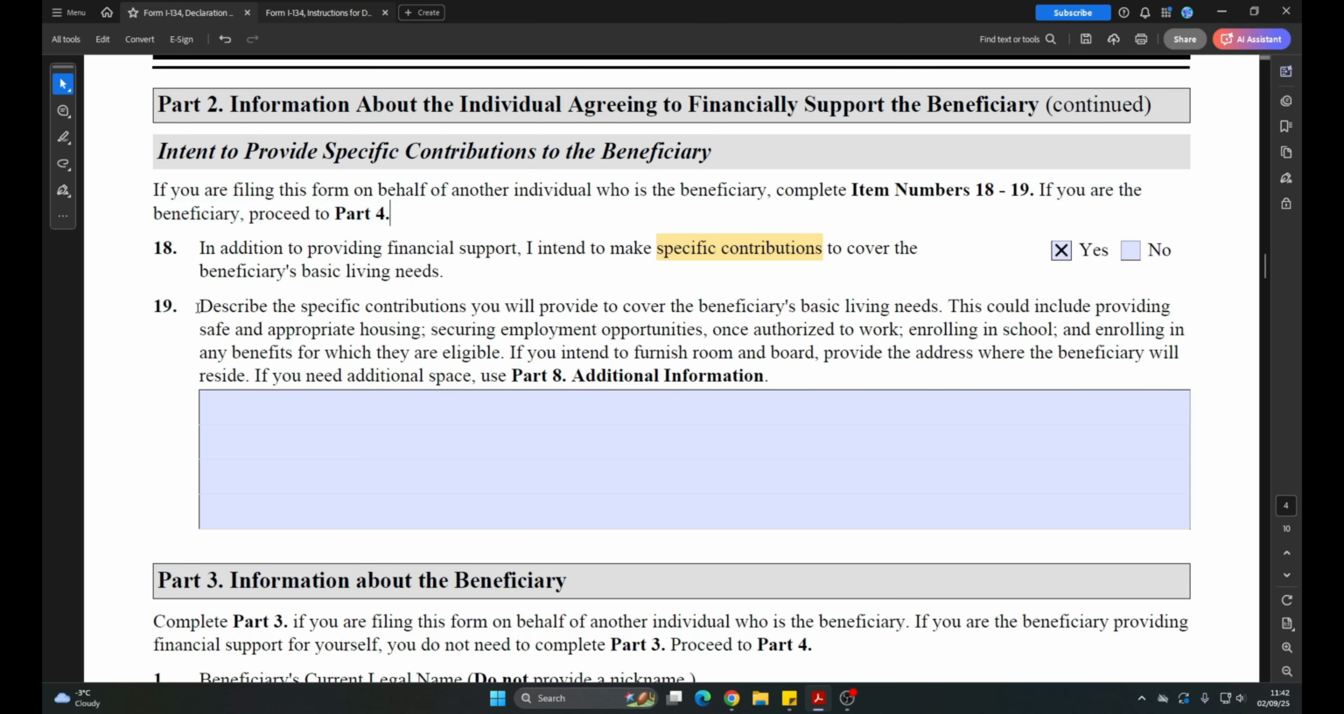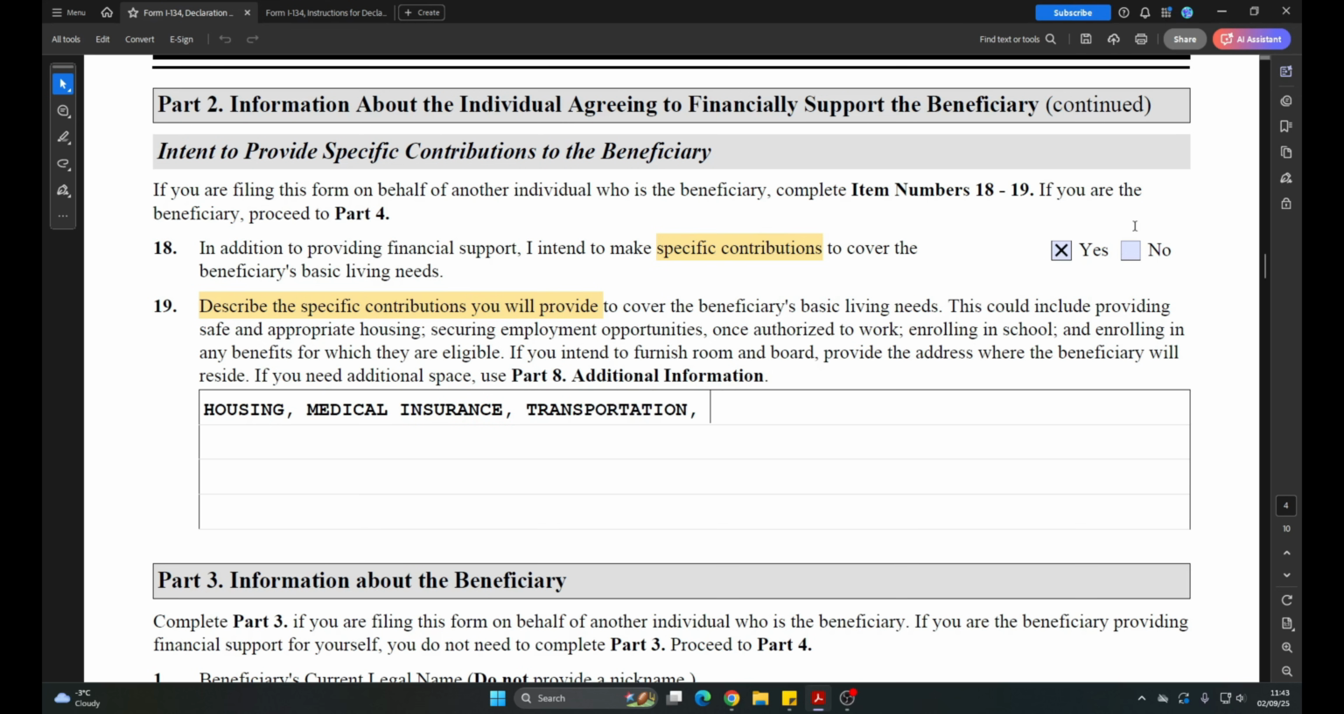And here you're going to have to describe the specific contributions you will provide. So you can write, for example, housing, medical insurance, transportation, wedding expenses, because obviously your fiancé is coming here to get married, and further application fees. So because your fiancé is coming here to apply for adjustment of status eventually, then you're going to have to support them with that, for example. So some of the more specific things.